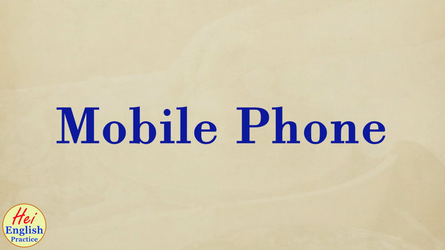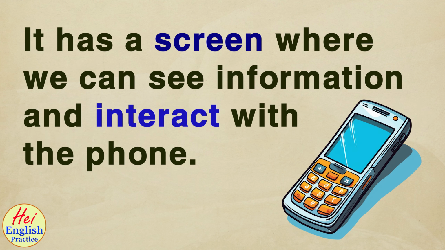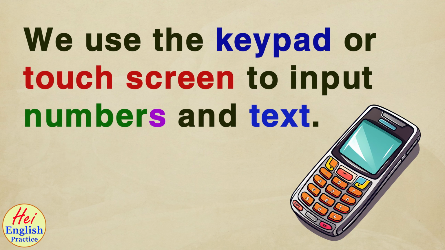Listen again. Mobile phone. A mobile phone is a small electronic device that we use to make calls, send messages, and access the internet. It has a screen where we can see information and interact with the phone. We use the keypad or touchscreen to input numbers and text.